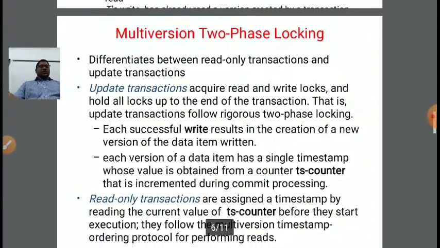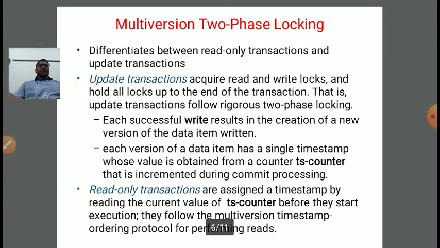Now multi-version two-phase locking protocol. It differentiates between read-only transaction and update transaction. Read-only transaction means where we can perform only the read operation or reading of a particular data item. In update transaction, we can modify the values of a particular data item. So update transactions acquire read and write locks at the same time, and they hold all the locks up to the end of the transaction. That is, update transactions follow a rigorous two-phase locking protocol.